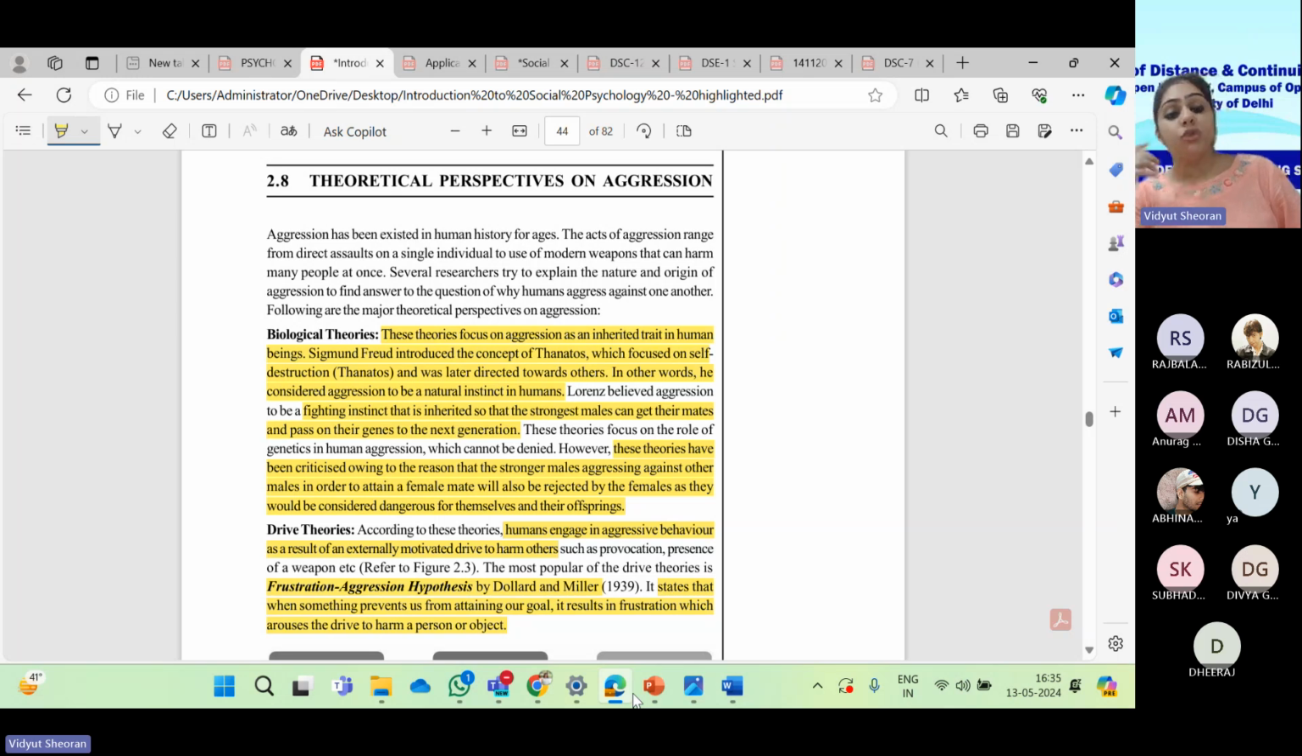So these theories focus on aggression as an inherited trait in human beings. Sigmund Freud introduced the concept of thanatos, and it focused on self-destruction and was later directed towards others. So, thanatos में you are destructing others as well as yourself. And he considered aggression to be a natural instinct in humans. Means it is not taught. It is very much there in them and they are born with it. It is inborn.